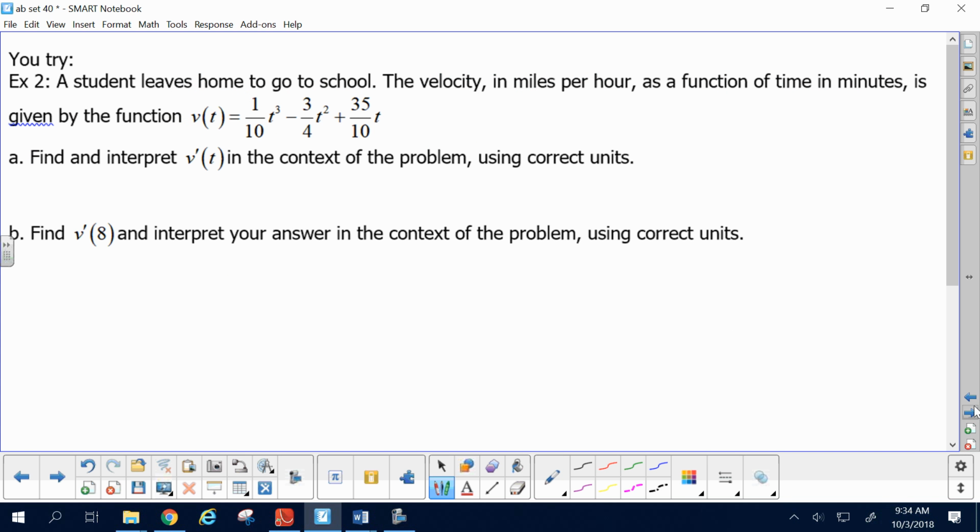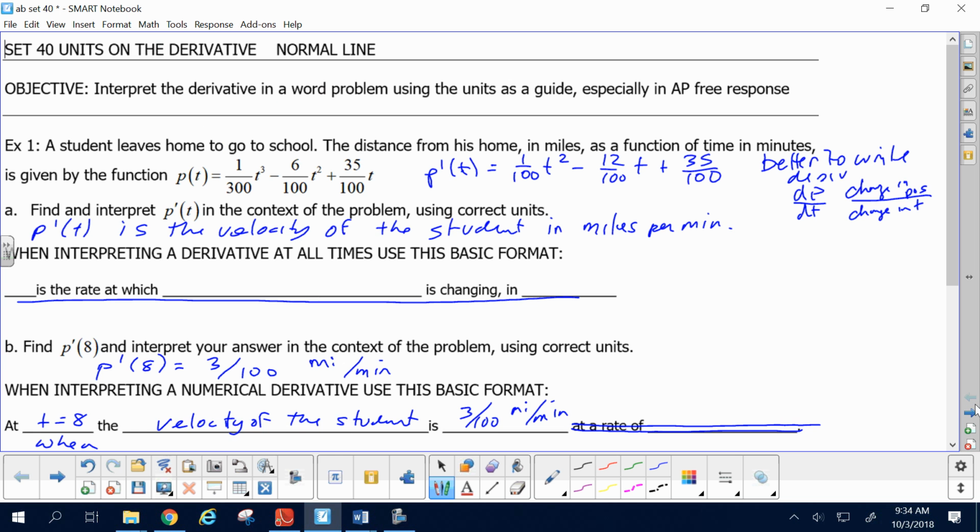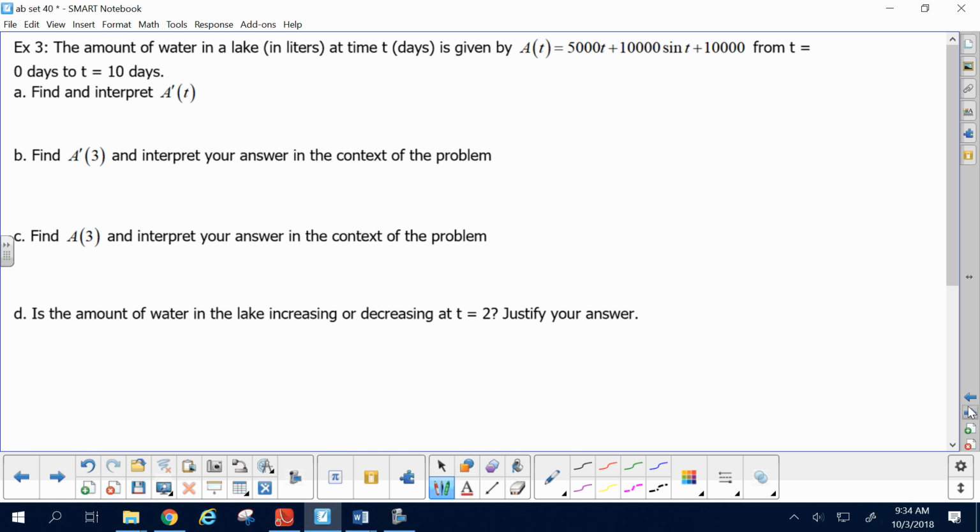Let's get a little more, actually you know what, in the interest of time, do you feel like this is going okay? Do we need to do the you try? Okay. Let's go to the harder ones. The physics ones I feel like you're probably going to be fine on. It's the ones that are not physicsy that are going to be a little harder. So not everything is a physics kind of motion problem. You can have rates of change in a lot of different things. So the amount of water in a lake at time t is given by that big function. From time 0 to time 10 days, both through rain and through evaporation, the volume of the water is changing.